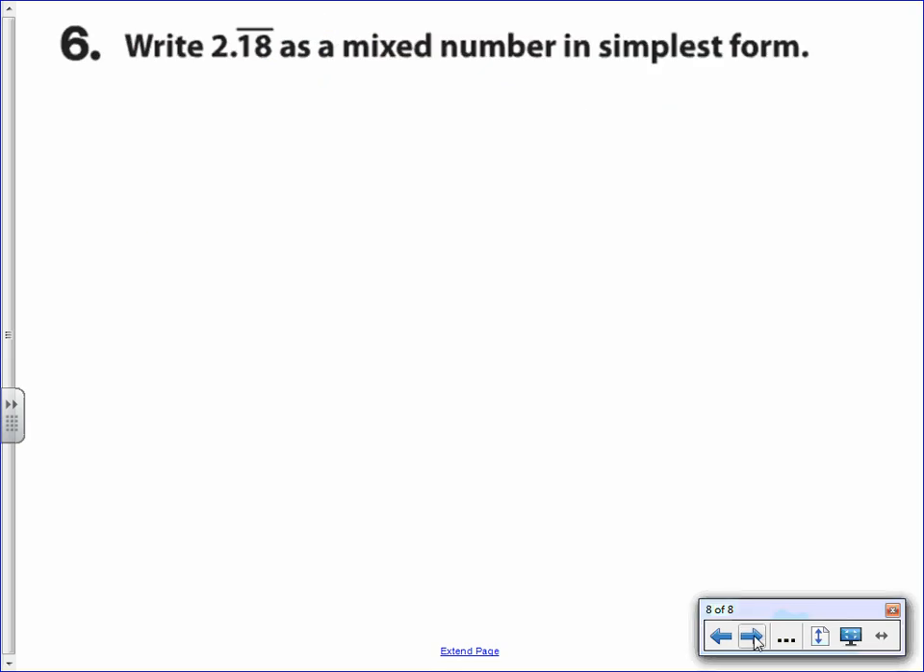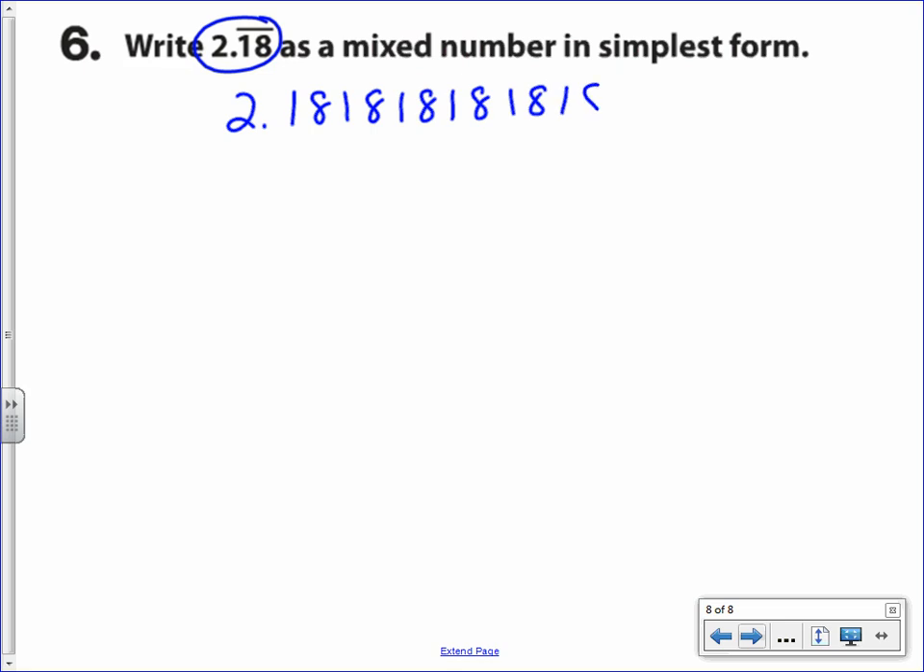So this time we have 2.18 repeating. This mixed number, we want to see it in mixed number fraction form. So what does this look like? It looks like 18, 18, 18, and I could keep on going and going. What you should be thinking about is how many digits are repeated. I have 18, 18, 18. So I have 2 repeated digits.